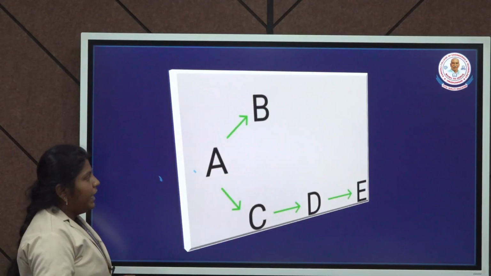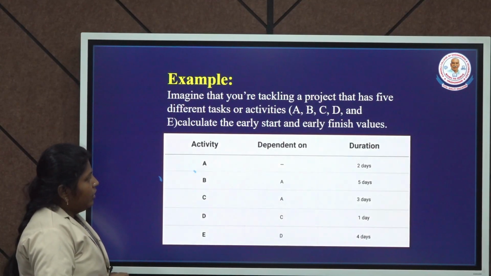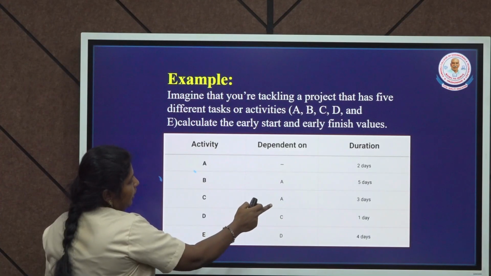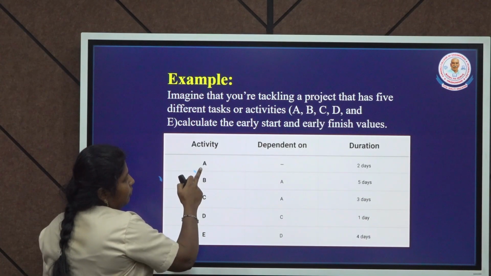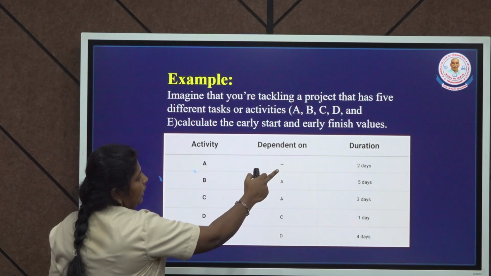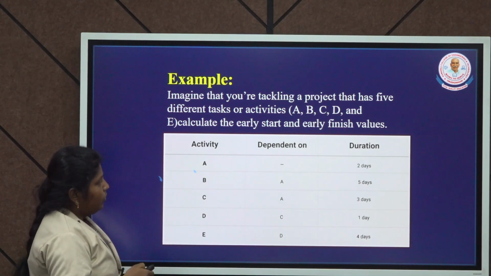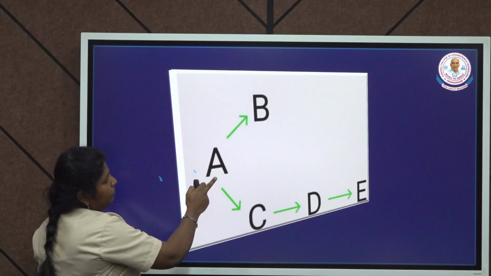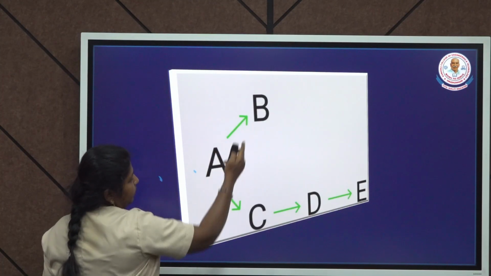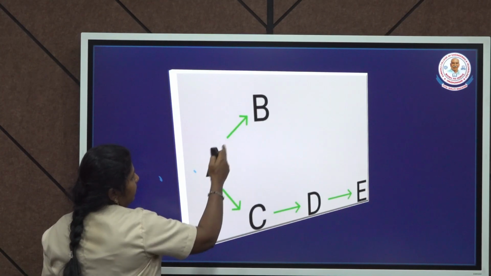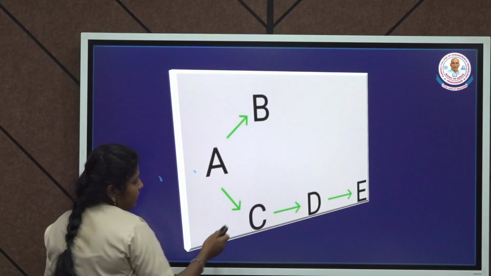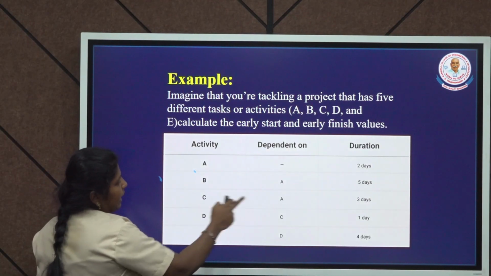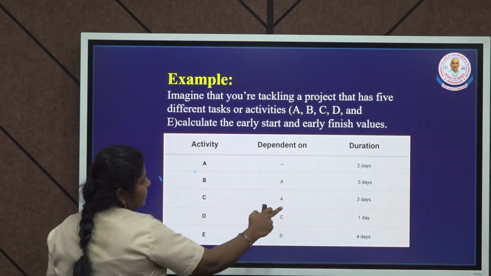So, this is the simple diagram. Here you see in this question, A is the activity before B and C. For the activity A, there is no dependency on any activity. So, if you draw this diagram, A is the dependent activity for both B and C. So, you give the path from A to B and A to C. Then you see here C is the activity that depends on A. So, up to this is completed.